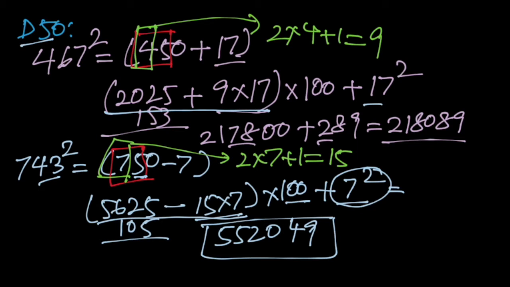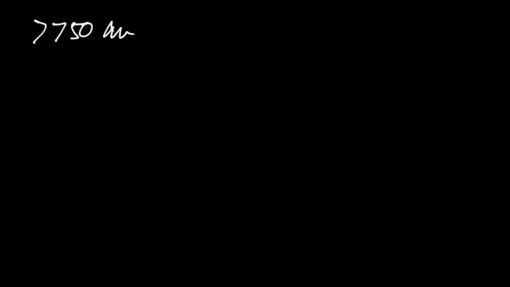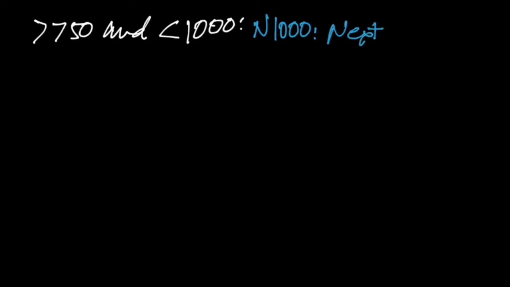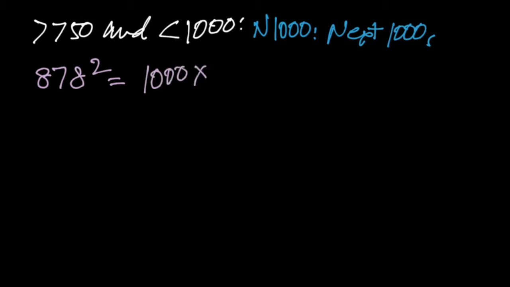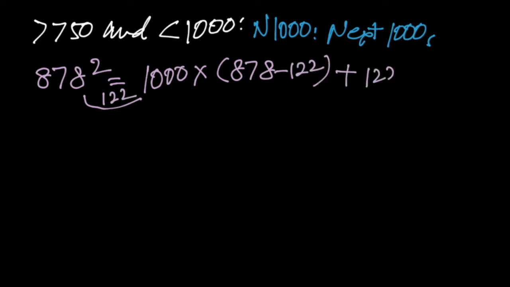So, now let us move to the last case of 3 digit numbers, which is greater than 750 and less than 1000. So, here we use a technique called N1000, meaning next 1000. Let us do some examples. So, let us take example of 878 square. So, here we start with 1000 and then from 878 we subtract the difference. So, the difference between these two is 122. So, we subtract the difference plus we add the square of difference.